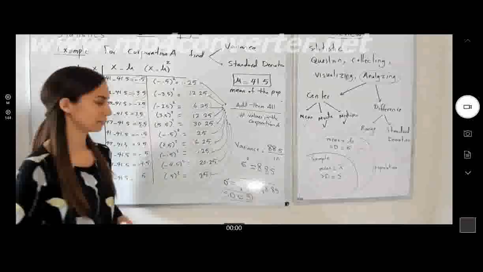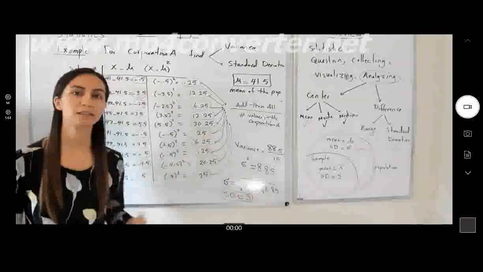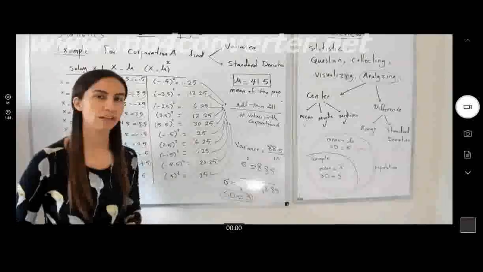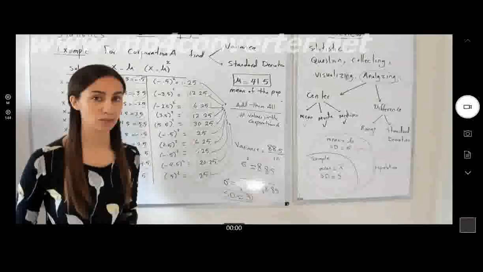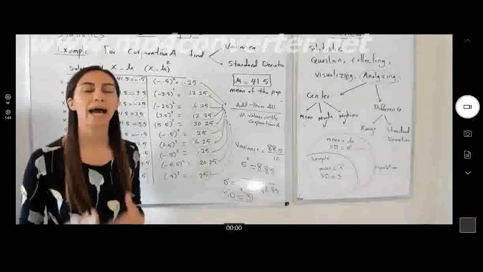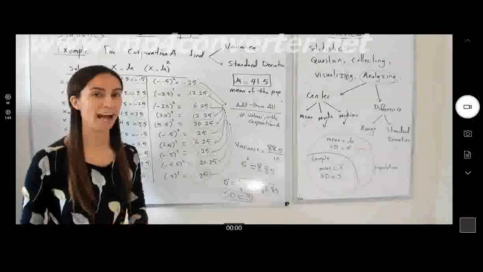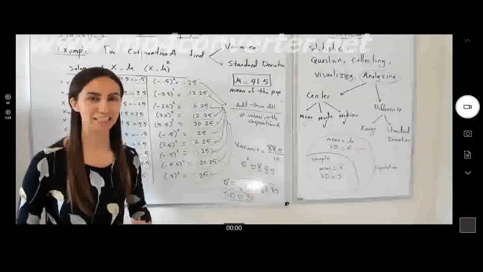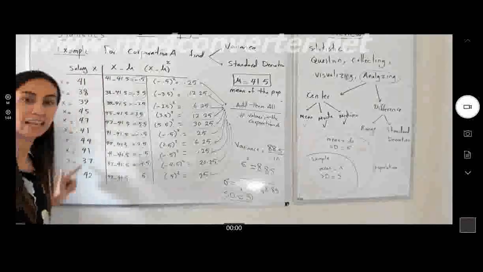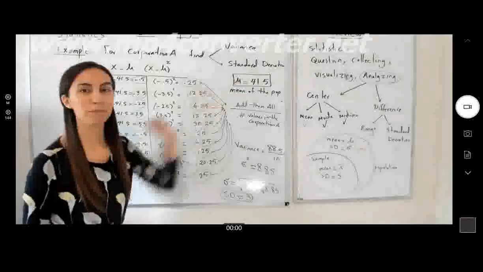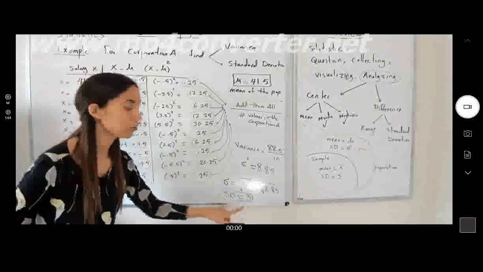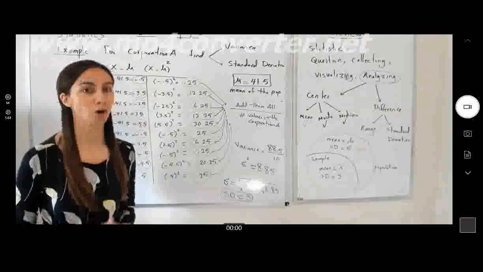So remember that we said these salaries are in thousands. Standard deviation is $3,000. So what's the meaning of that? It means that on average, the difference between each salary and the mean salary in corporation A is $3,000.